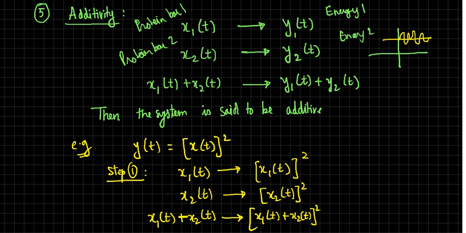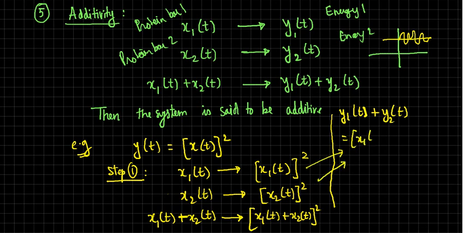But let's check the output. What if we add the outputs, y1 of t plus y2 of t? You add the individual outputs: x1 of t whole square plus x2 of t whole square. Are these two the same? No. What factor is it introducing to make this non-additive? Yes, very good. Whenever there is a non-linear operation, it should give you a hint. Whenever a non-linear operation is involved, the system should be non-additive.